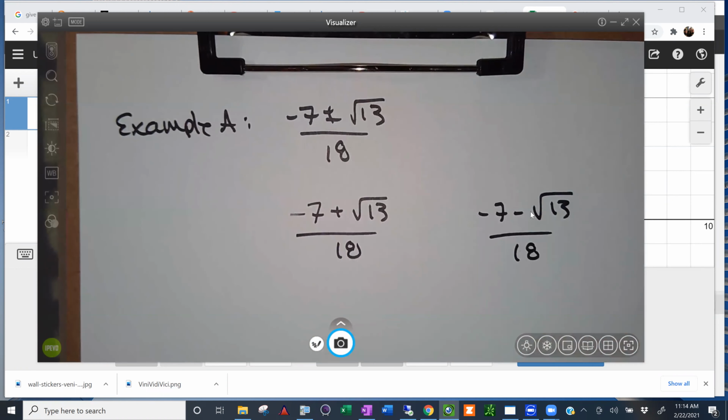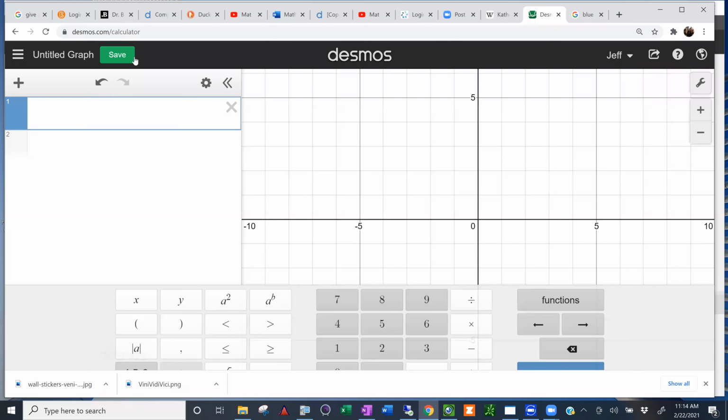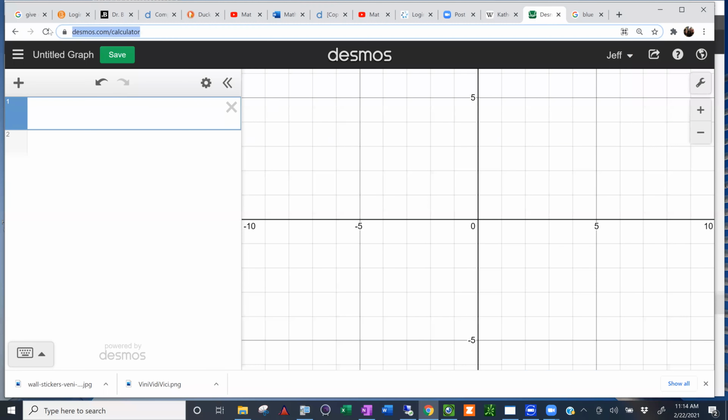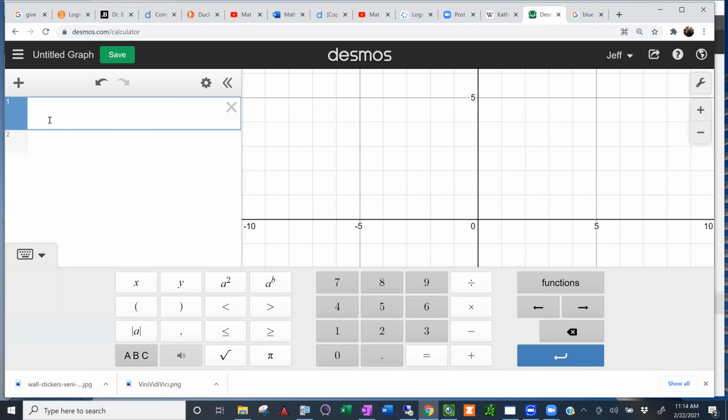Now, a lot of you probably have a graphing calculator, and that's great. We'll do that next. But if you don't have a graphing calculator, one of the things you can do is use Desmos. So go to desmos.com/calculator. And you'll get something like this.